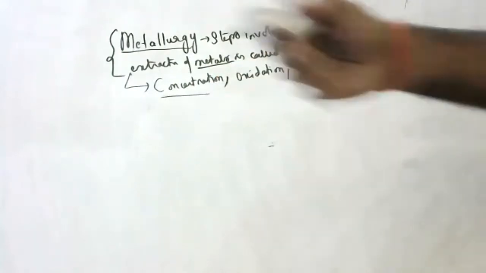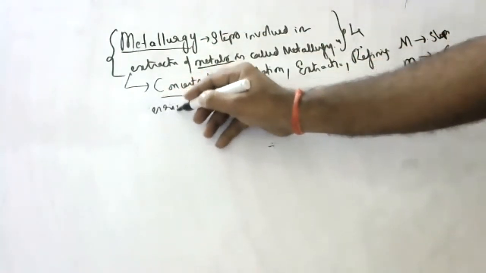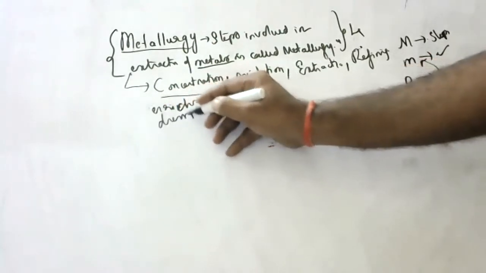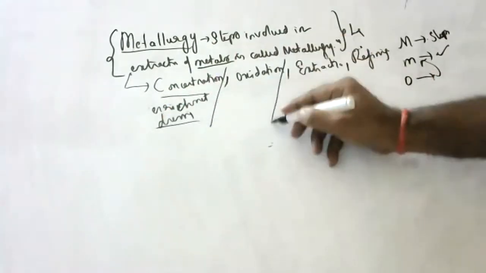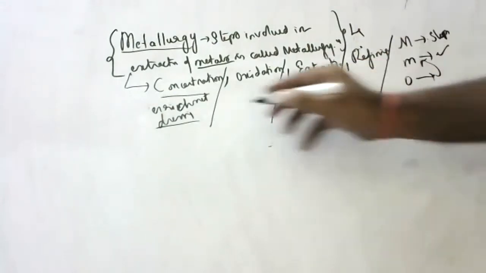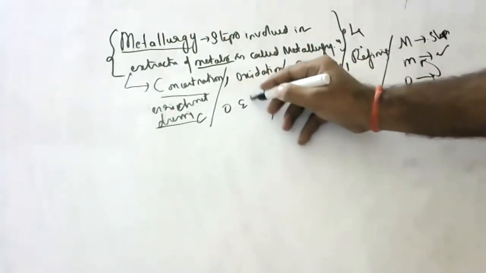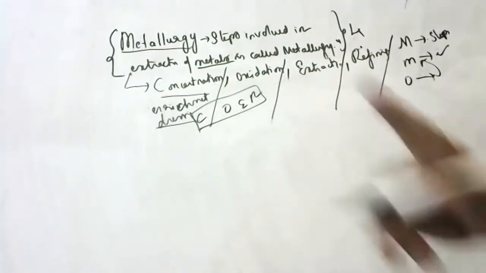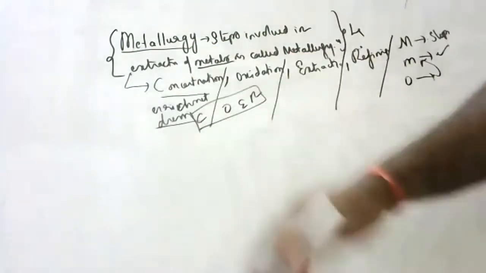Concentration is also sometimes called enrichment. Sometimes this is also called dressing. Anything is okay, but concentration, oxidation, extraction, refining. COER: concentration, oxidation, extraction, purification. One by one step, I will explain in detail.